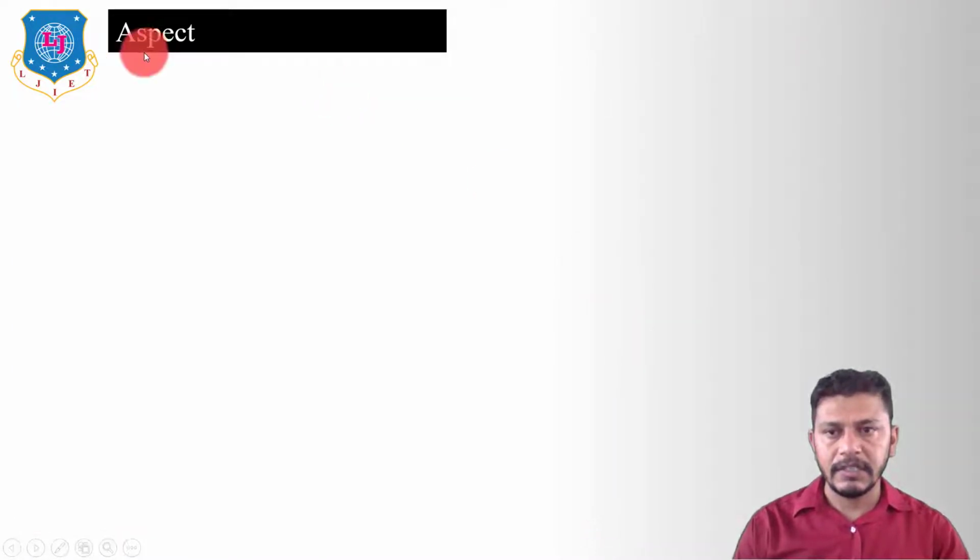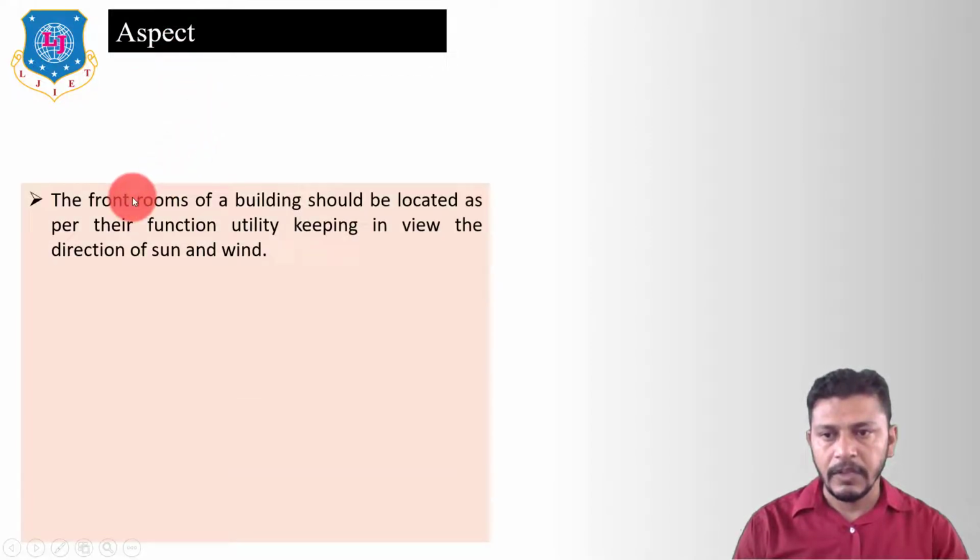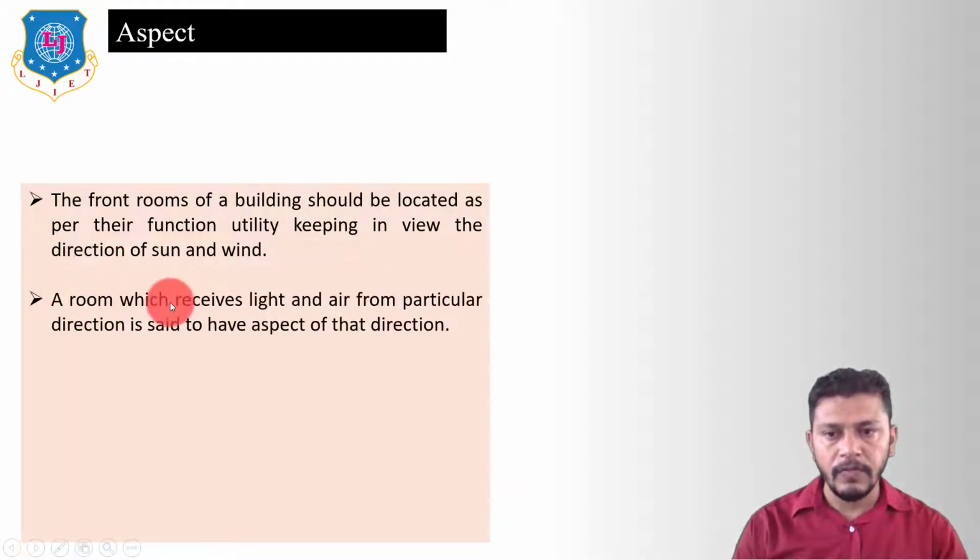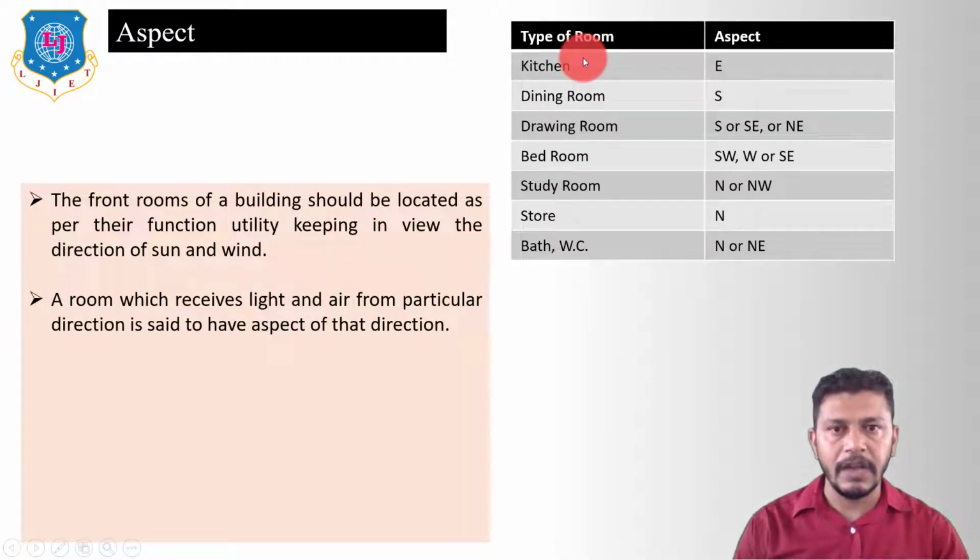Now let us discuss the basic aspects of the residential building. The front rooms of the building should be located as per their functional utility, keeping in view the direction of the sun and wind. A room which receives light and air from a particular direction is said to have the aspect of that direction. Here in this table I have shown the basic aspects of different rooms of a simple residential building.